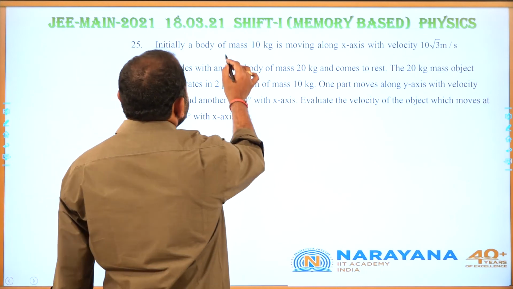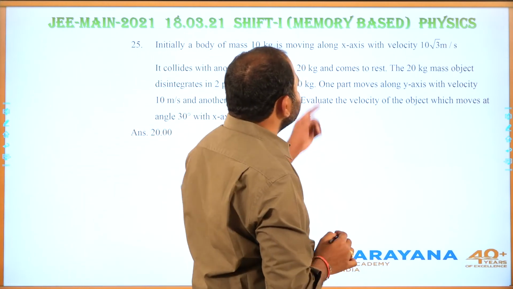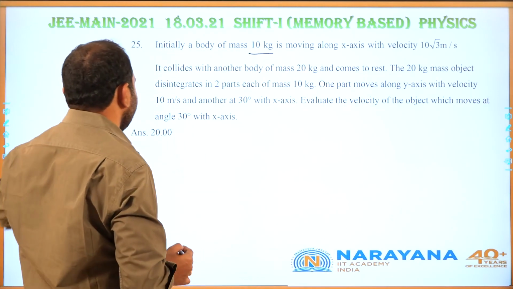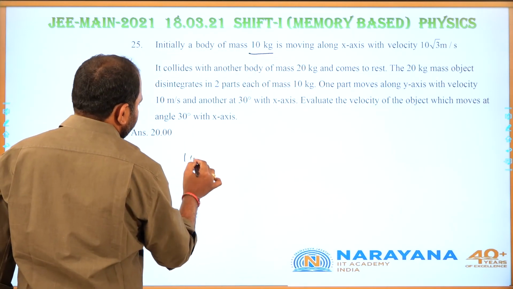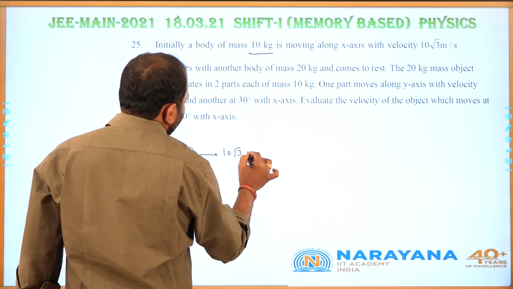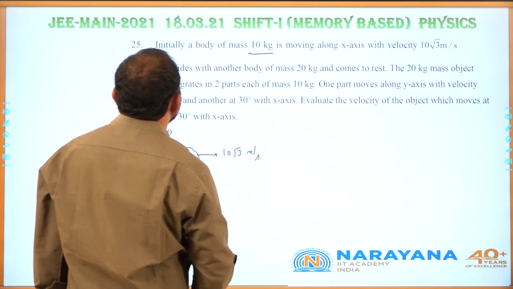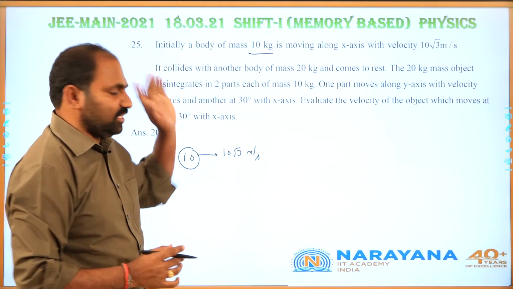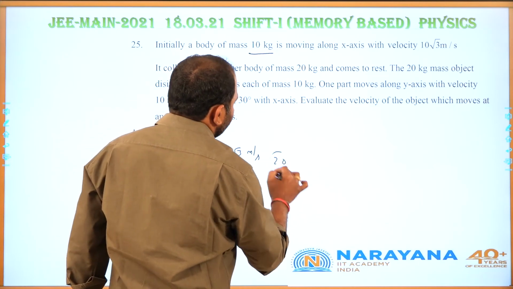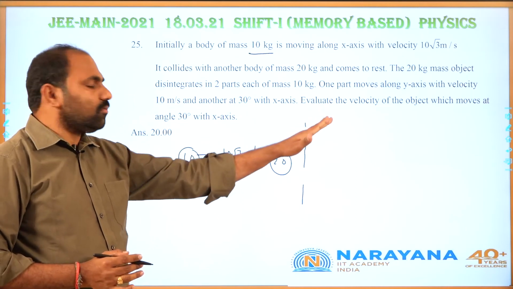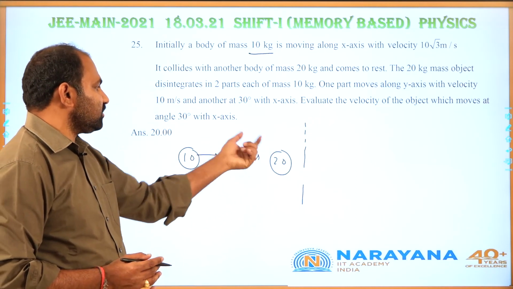Here it is given initially a body of mass 10 kg moving along the x-axis with velocity 10 root 3 meter per second. So the 10 kg mass moving with velocity 10 root 3 meter per second collides with another body of mass 20 kg and comes to rest. So it is colliding with the 20 kg block. This is the situation before collision. After collision, he said that the 10 kg block is coming to rest.